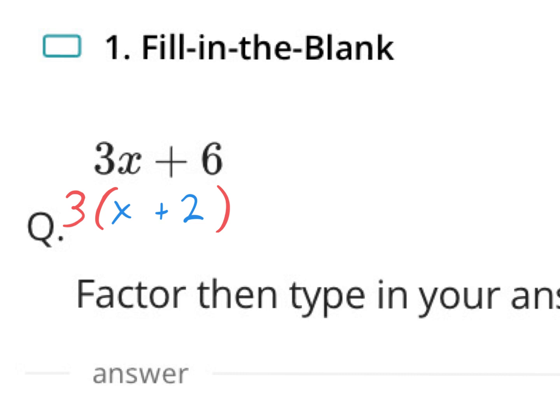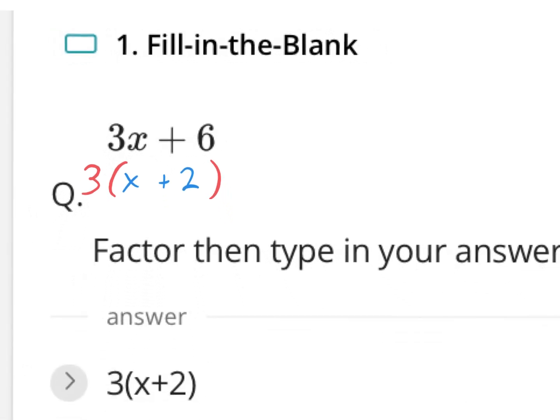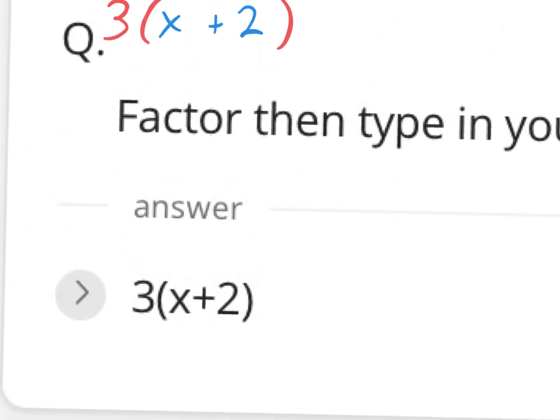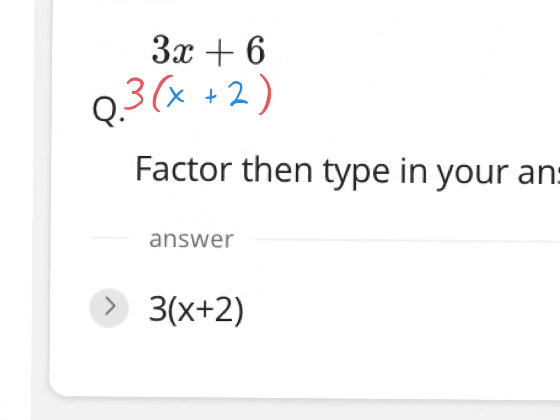And that's what factoring is, and that's what you need to type in to get full credit. As you can see, it's right there, 3 parentheses x plus 2, no spaces between your terms, and you'll get the correct answer. Let's move on.